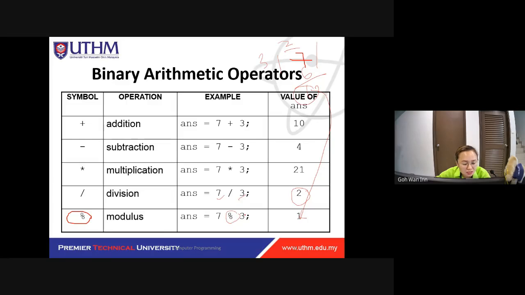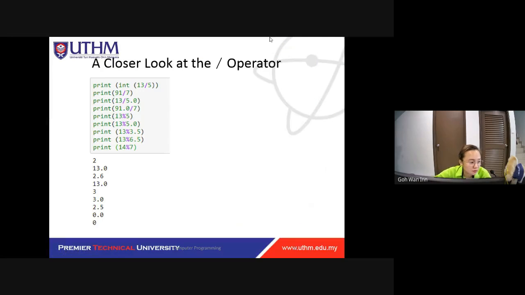This modulus sign is good when you want to determine whether a number is even or odd. Because when you divide any x by 2, whatever remains is either 1 or 0. If the remainder is 1, it is an odd number. If it is 0, it's an even number. Okay, then we go to the examples.